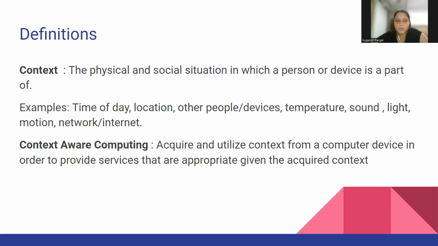Based on this context, we need to define context-aware computing, and how it is possible. Context-aware computing acquires and utilizes the context from a computer device in order to provide services that are appropriate given the acquired context. For example, if we map the time of the day, location, surrounding temperature and the motion around, we can detect the traffic situation at a particular time of the day in a particular location. So with the help of the context, many situations can be analyzed.